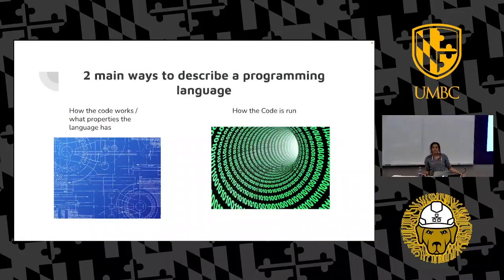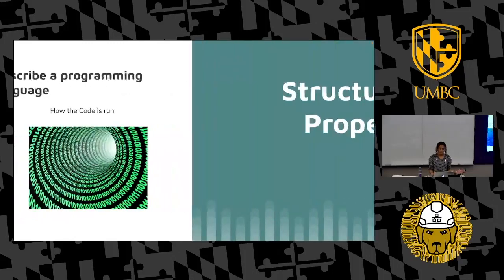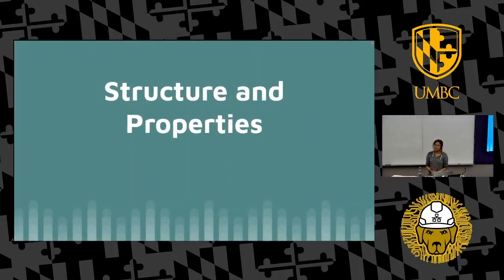From what I found, there are 2 main ways to describe a programming language. The first is the structure, the properties that language has, and the second is just how it runs on the machine. So we're going to start with the first category, the structure and the properties of the language itself.